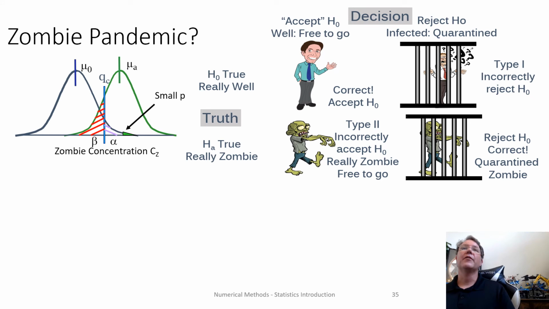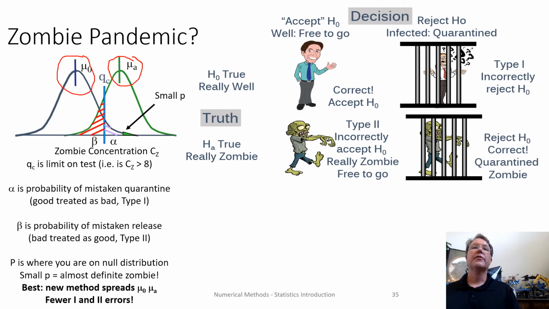You measure, if you have your test and you have these two different populations, the null hypothesis would be healthy, uninfected, and the alternative is they are infected. And then all this hypothesis testing is about sorting out how you quantify between the two. So you have those limits for type 1, type 2, alpha and beta. And P is the small value. So when you get a sample, it gives you some indication, your p-value, of where you are on your null distribution.